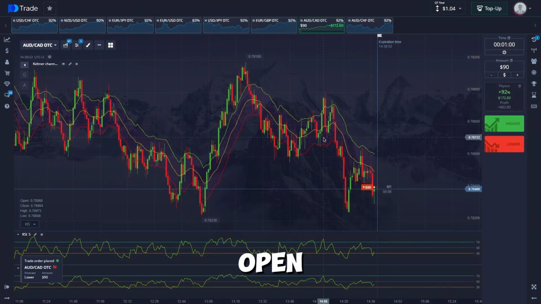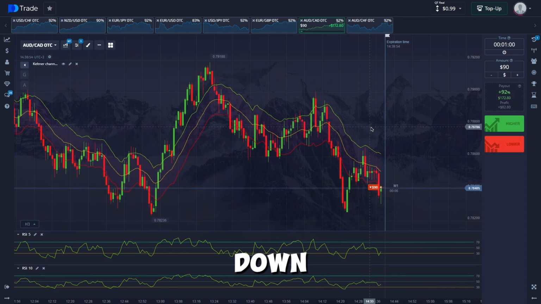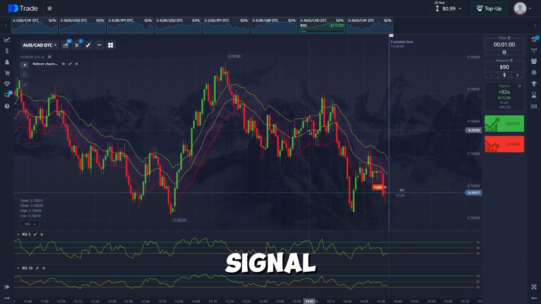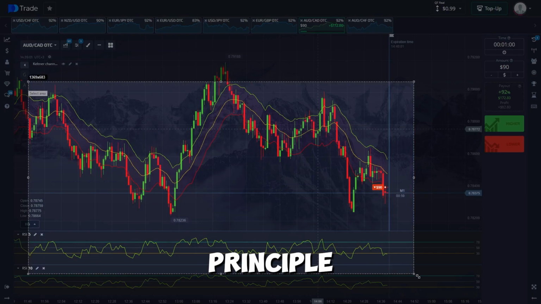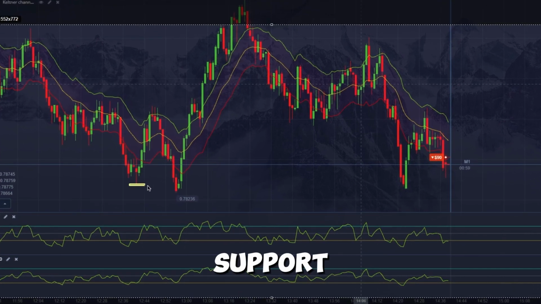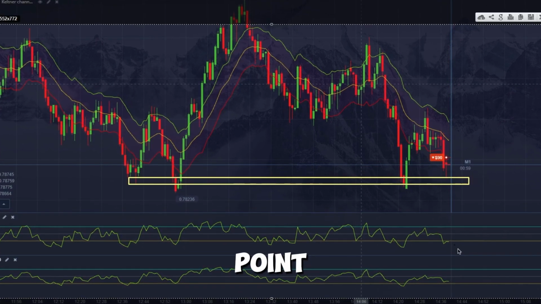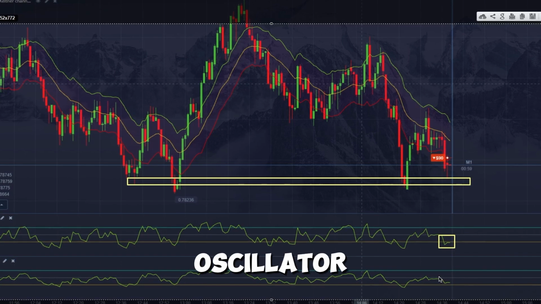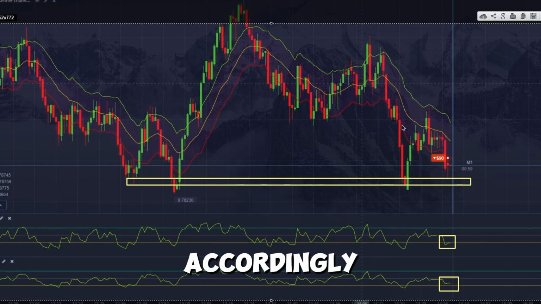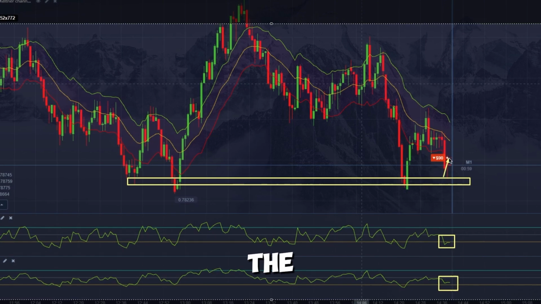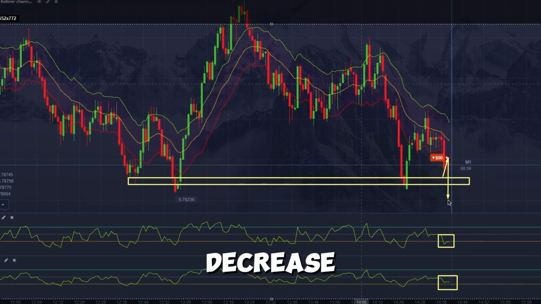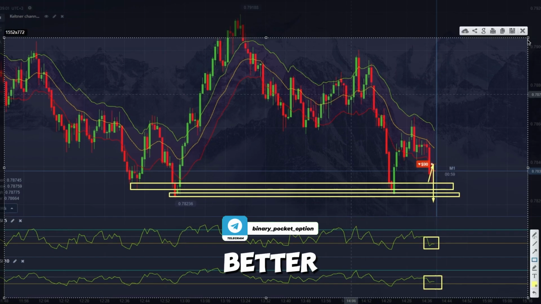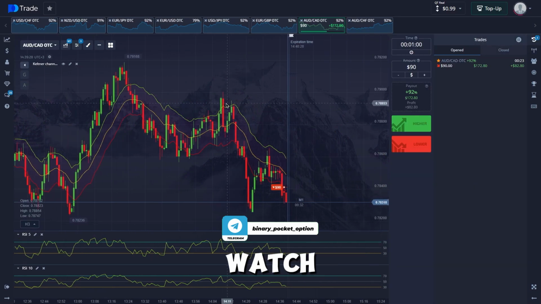And here I want to open a trade on the contrary to go down. Earlier we could have opened it here to go up. It would have been the right signal, but now, in our case, the entry principle is a little different. We have a support area, this is our first touch point, and one of the oscillators crossed the oversold area, but the second oscillator did not do this. And accordingly, on the second pullback, we open the deal again to decrease. I think that we should touch a lower level, so here we'd better open the deal to decrease. Let's watch the result.